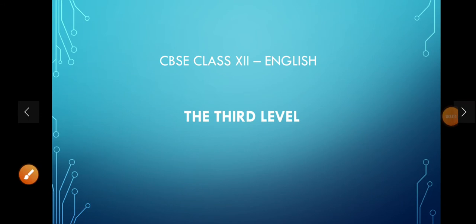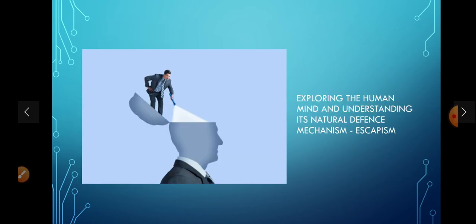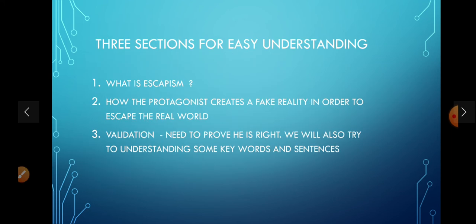So welcome to this CBSE Class 12 English lesson, The Third Level. Exploring the human mind and understanding its natural defense mechanism, escapism, is what this lesson is all about. To understand this lesson, I've decided to break it up into three parts, that is three sections. If we understand these three sections, it will become much easier to understand this lesson, which many students find a little bit confusing and contradicting.